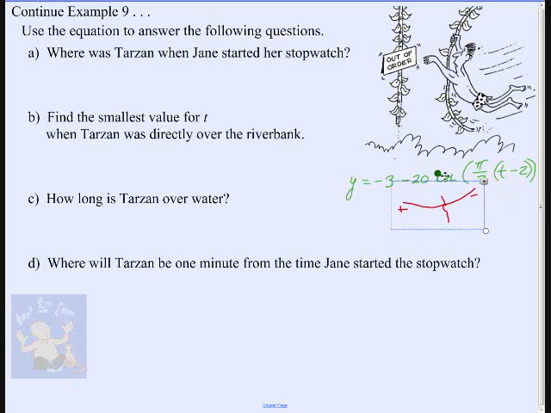Okay, so there's the riverbank. This will just help us out a little bit. I'm going to put in some blue water to remind us that when he's over the river, we've got a positive. And I'm going to put in some green grass to remind us that when he's over land, it's negative. Okay? So, where was Tarzan when Jane started her stopwatch? When she started, that would be at t equals 0, wouldn't it?